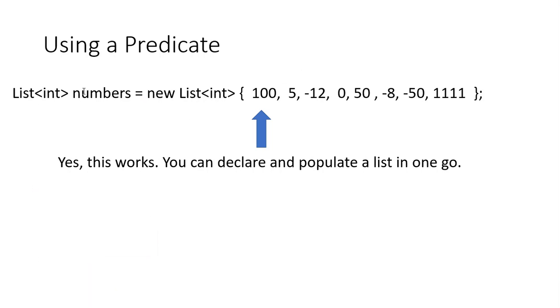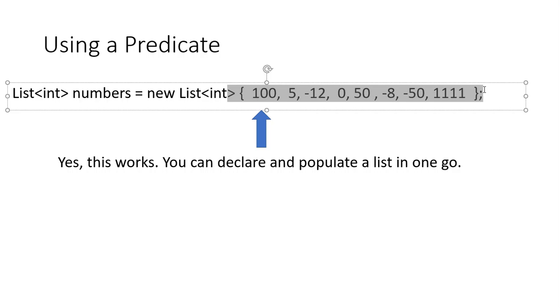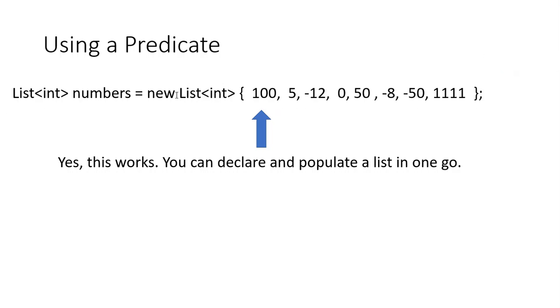Here's a list of integers called numbers, and it points to a new list of integers. And yes, you can actually do this. We can declare the elements of the list inline all in one go. So we can declare the list and populate the list in one go, which is nice in C#. We don't have to declare the thing in the class and then populate it in the constructor. All right, so now we're going to use our find all function and our predicate to pull out all the positive numbers from this list.